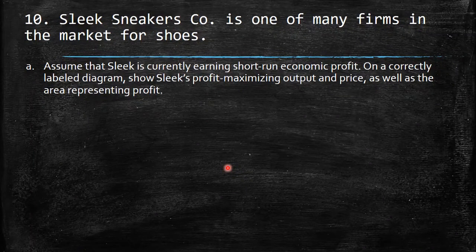So remember, it's going to be exactly the same as the previous point, but remember that the first part we were talking about the long run, where the profits are equal to zero, and here we talk about the short run, where there are positive profits.